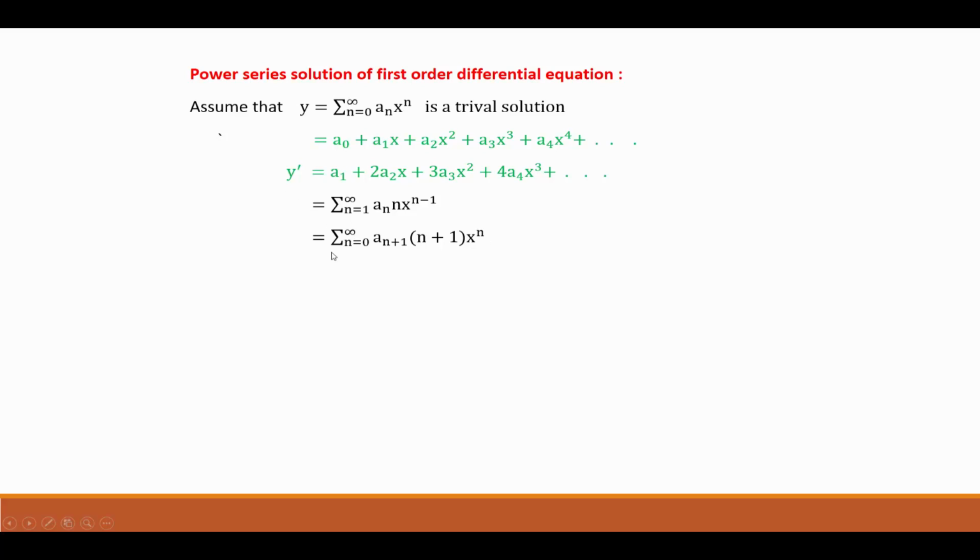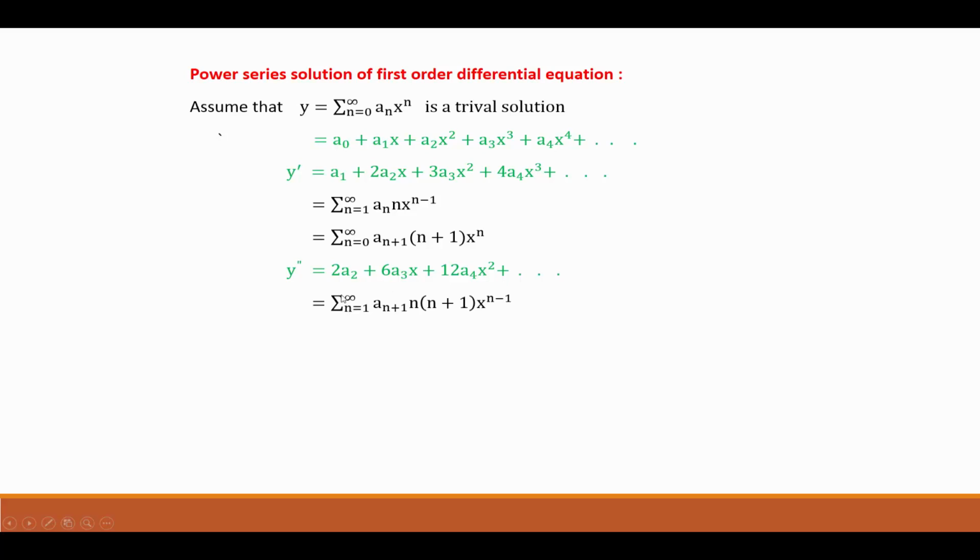Now write down y double dash, the double derivative. Derivative of a1 is 0 because a1 is a constant, plus 2a2, derivative of x is 1, so only 2a2, plus 3a3, derivative of x square is 2x, 2 into 3, 6a3 x, plus 4a4, derivative of x cube is 3x square, 3 fours are 12a4 x square, plus dot dot dot. Write this series in sigma notation.